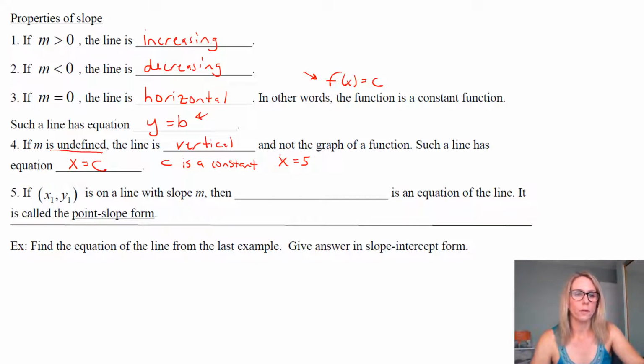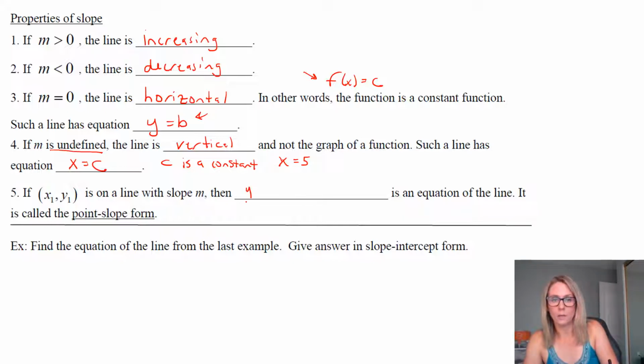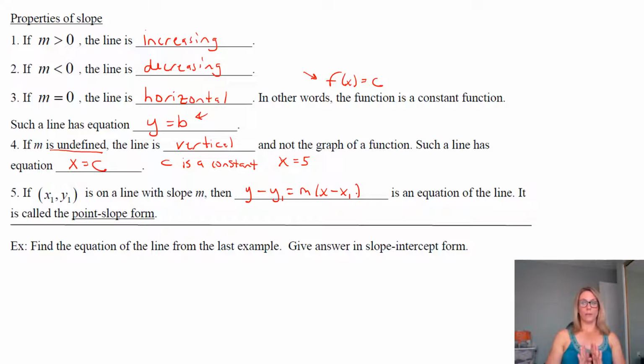Now, if you have a point on a graph and that line has slope m, then another way to write the equation of the line is y minus y1 equals m times x minus x1. Understand that if I divide both sides by x minus x1, I have a version of the slope. So it's just a modification of the slope formula, but it is another way to write a line, and it is called point-slope form.